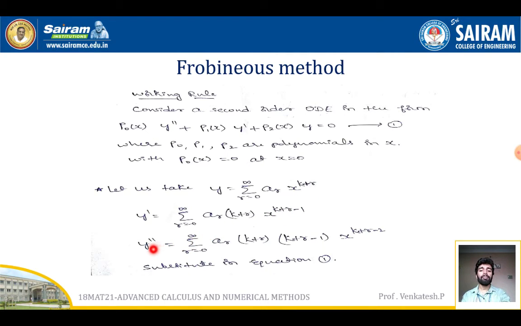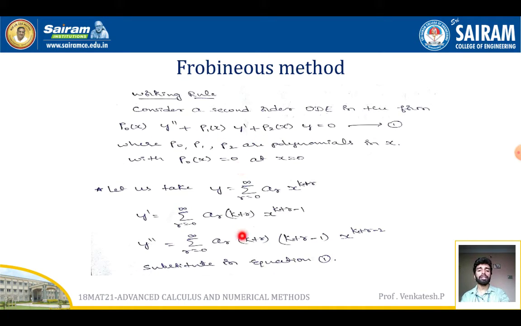Next is y''. The summation over r from 0 to infinity of a_r, differentiating again, keeping the constant (k+r) here. Differentiating with respect to x again, I get (k+r-1) x^(k+r-2). Now I call the assumed equation star, and replace y, y' and y'' in equation number 1, and we have to simplify the equation.